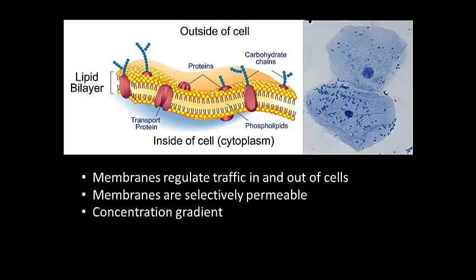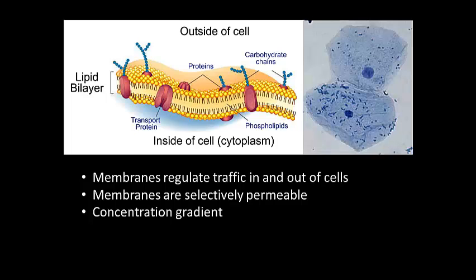Because of this selective permeability of membranes, you end up with something called a concentration gradient, which is a term that just describes the difference between two neighboring regions. In a concentration gradient, a solute is more concentrated in one region than in a neighboring region.